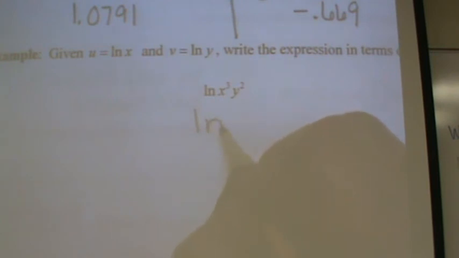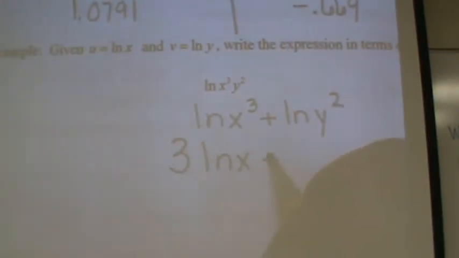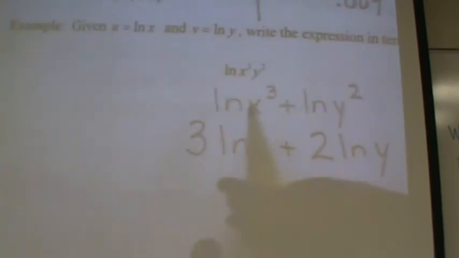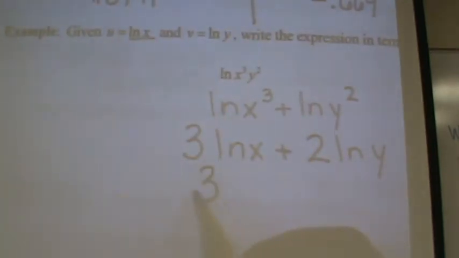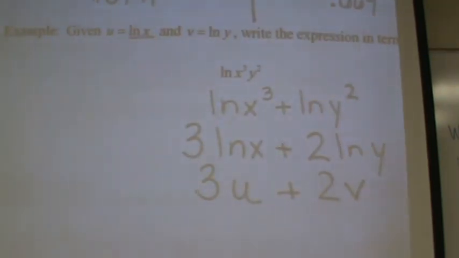How do you expand this one? They want you to write this in terms of u and v. They say let u be ln x and let v be ln y. So how would I expand this the way it is? Well, it's going to look like this. It's the ln x cubed plus ln y squared. 3 ln x plus 2 ln y. Well, this is where you replace. Ln x is u, 3u, and 2v. Ln y is v. Easy? It's a lot easier than I thought. Yeah. I gave you a lot of room for this and not that one.